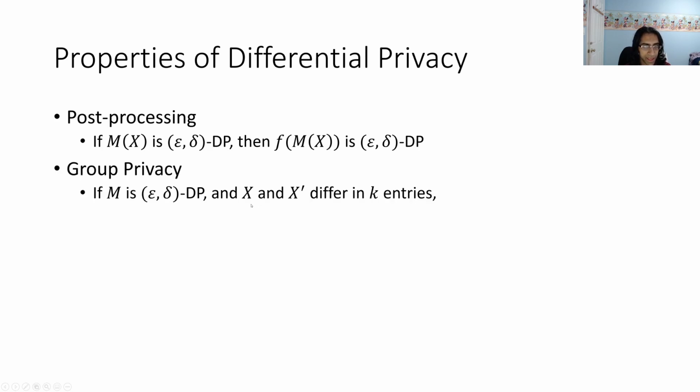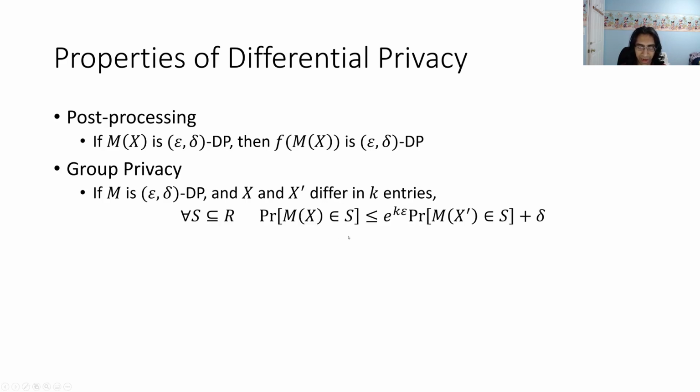The next thing is group privacy, because all we've talked about at this point is two data sets which differ in one entry. Well, what if you have two data sets which differ in k entries? You want to have these privacy guarantees for data sets which differ in k entries, and you have the following very similar type of privacy guarantee.